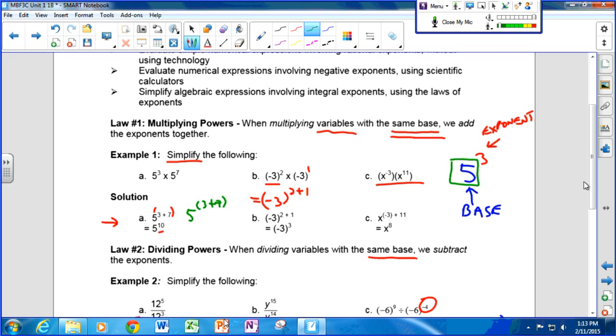So we're just reviewing from yesterday law number 1, multiplying powers, where if we have the same base, then we just add the exponents together. When we say add the exponents, if one of them is negative, it's like adding signed numbers together, so we'll treat them that way. In this case we had 5 to the power 10, and that's really all you have to do. When they tell you to simplify a power, that's all they're looking for.